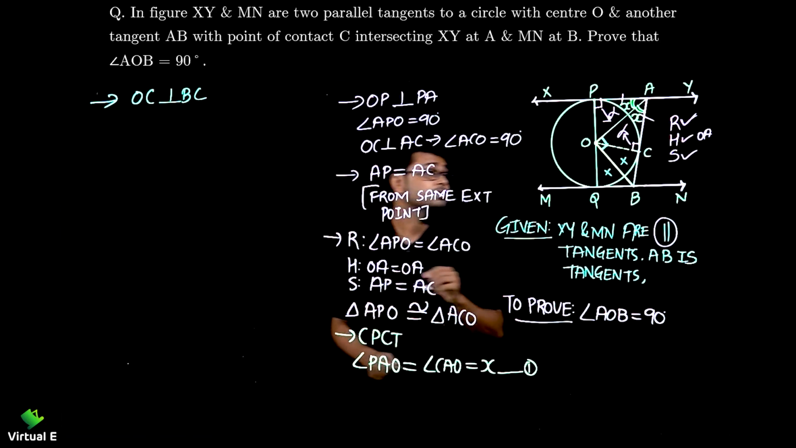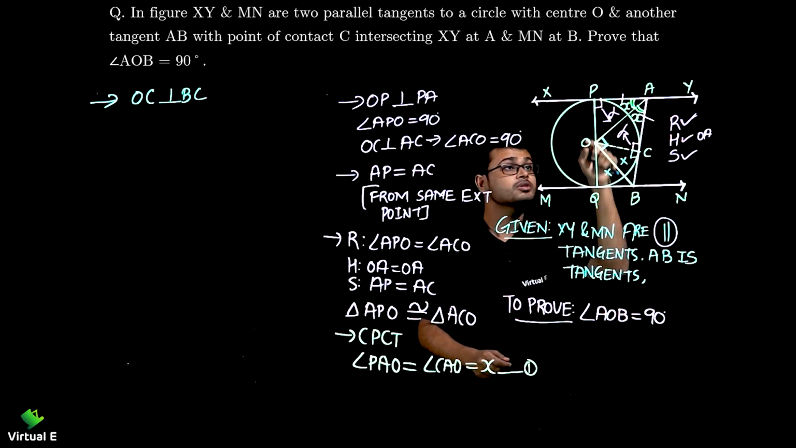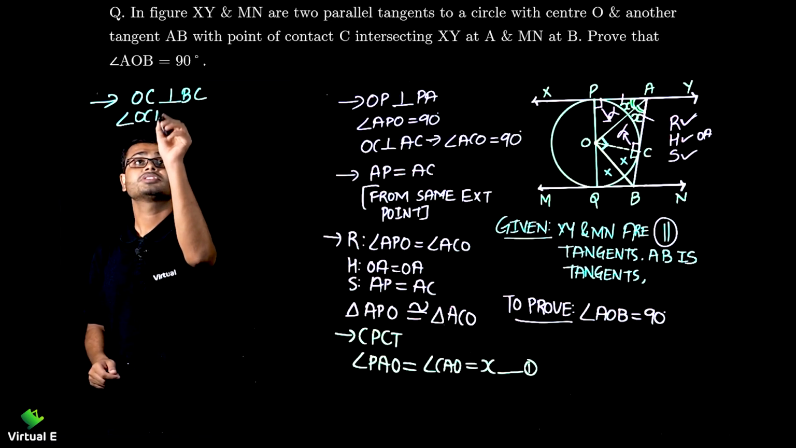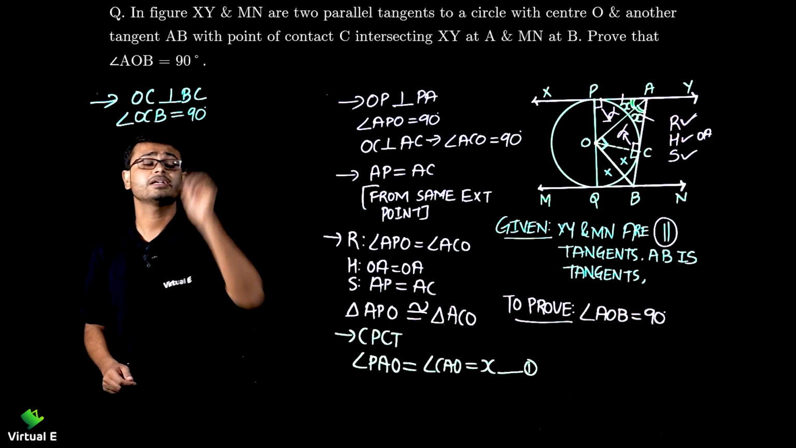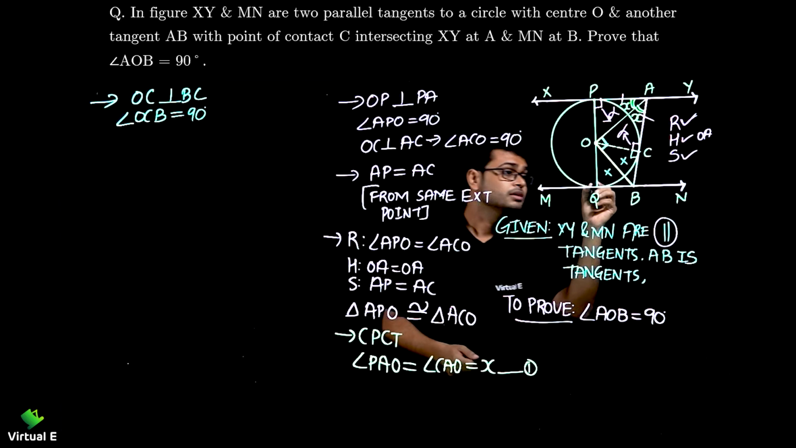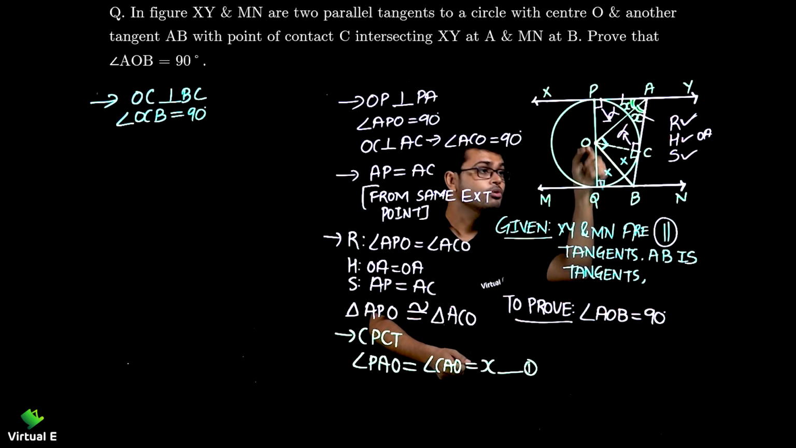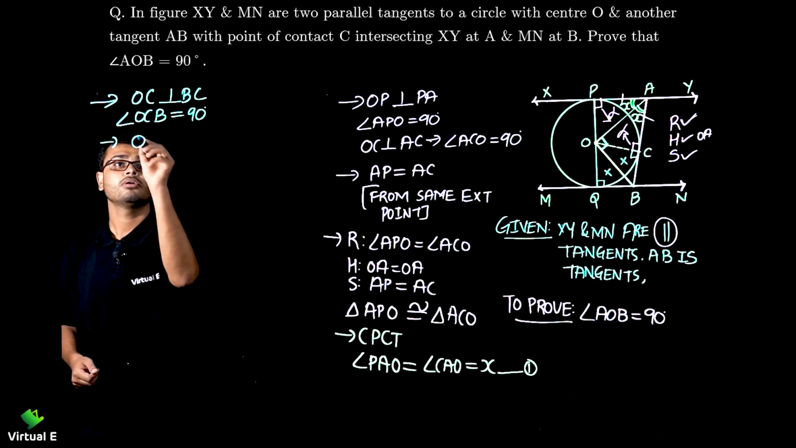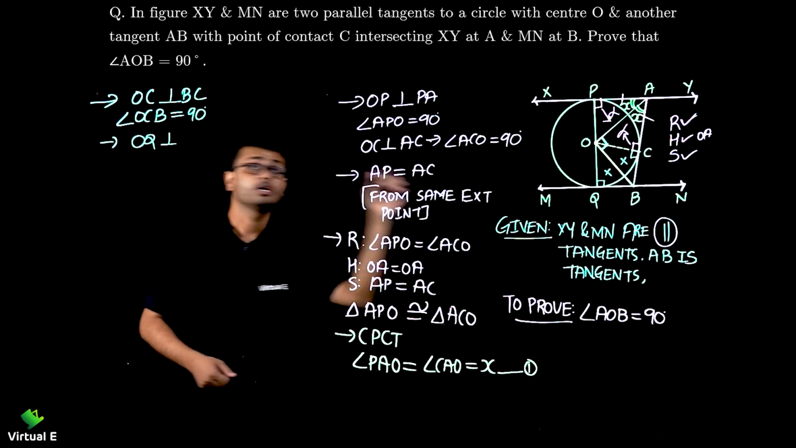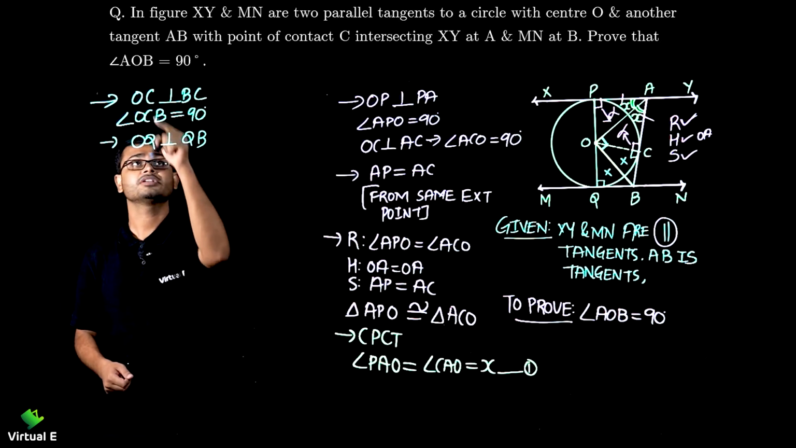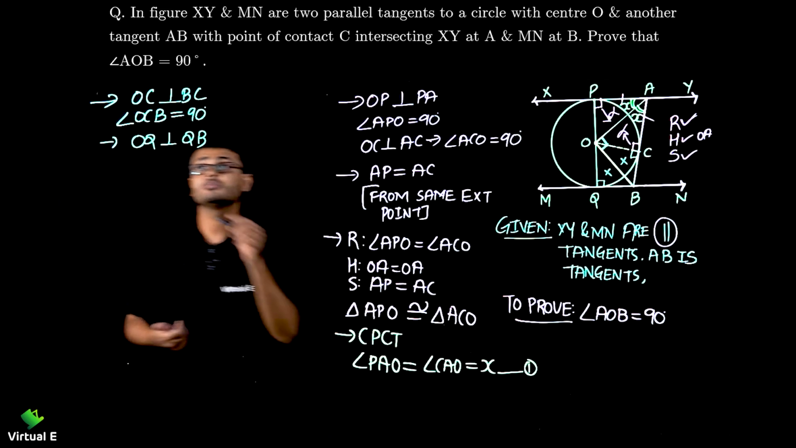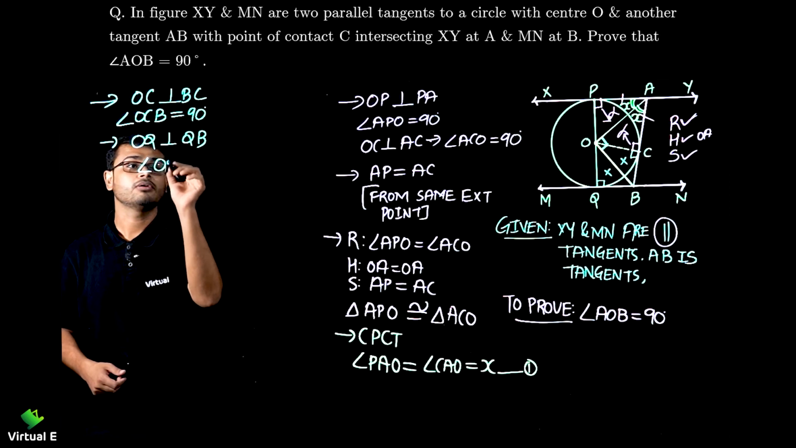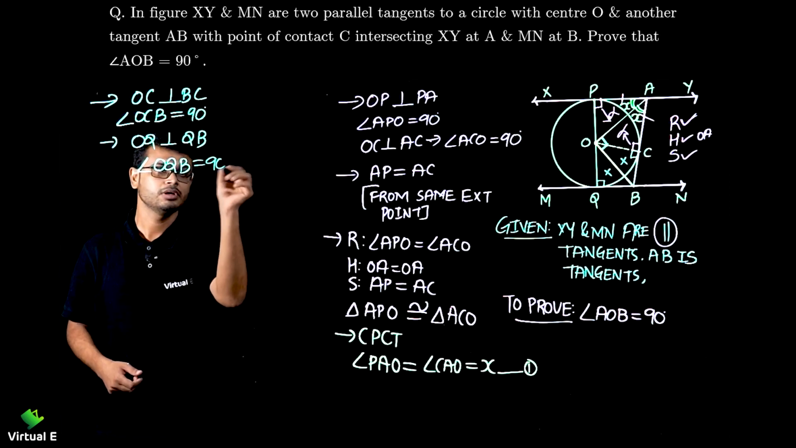Now what is the conclusion? This angle will be 90 degrees. So angle OCB is equal to 90 degrees. Done. Now for this angle, OQ is perpendicular to QB. Radius is perpendicular to tangent. Now what's the conclusion? Angle OQB is equal to 90 degrees.